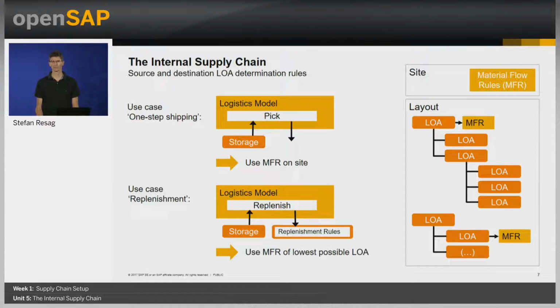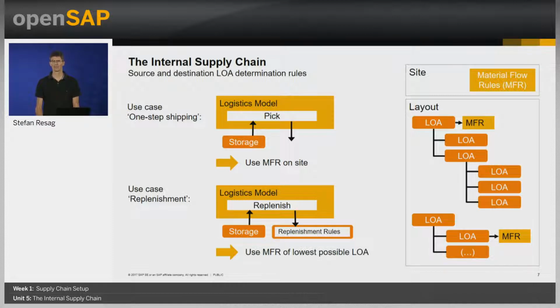We still need rules that help the system to determine the specific source and destination logistics area. Imagine you have set up a location layout with multiple logistics areas of the same logistics use, for example, storage. Which of the logistics areas should the system propose? You can define this in the material flow rules. They can be set up on site level and on any hierarchy of the logistics area. The system always tries to use the most specific set of rules.